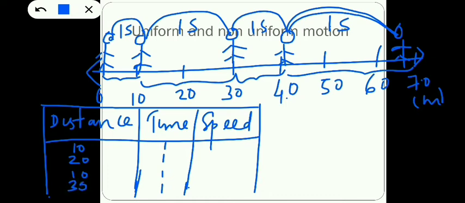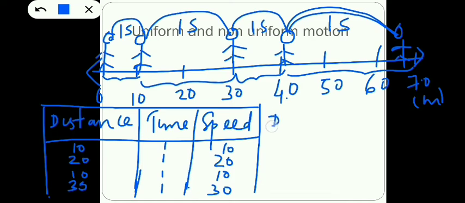Okay. And what is the speed here? For the first case, what is the speed? 10 by 1, 10 meter per second. For the next case, speed is 20 by 1, 20 meter per second. And for the third case, again it is 10 by 1, 10. And for the last case, it is 30 by 1, that is 30 meter per second. So here the speed varies during each time interval.